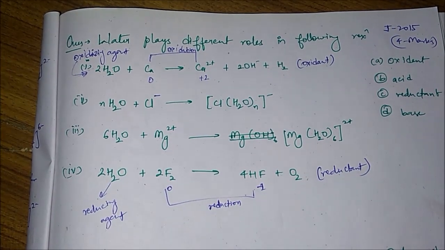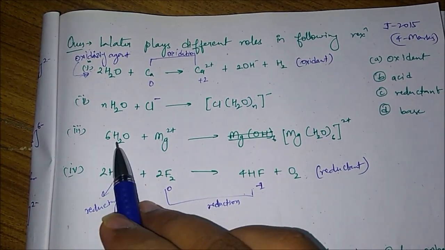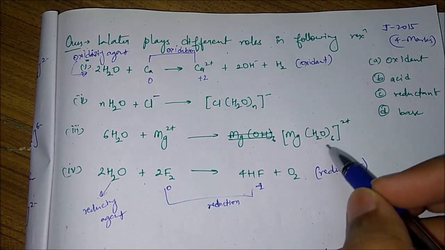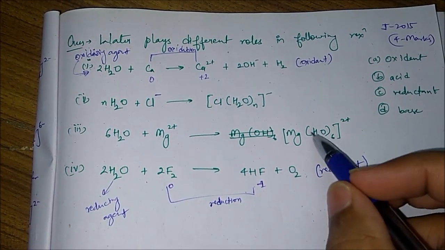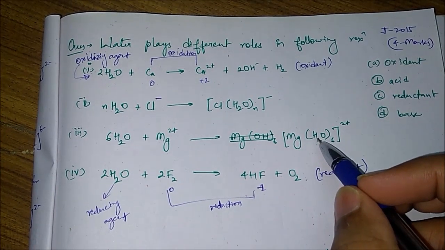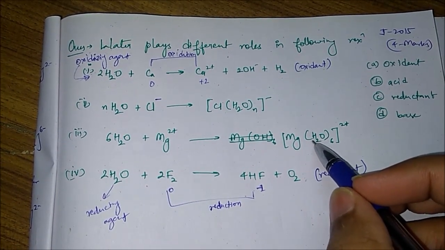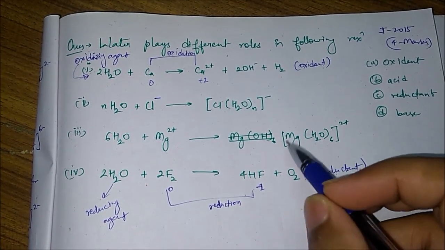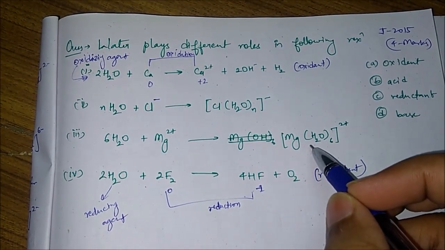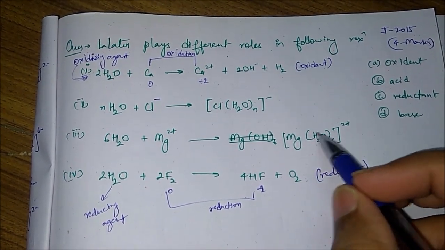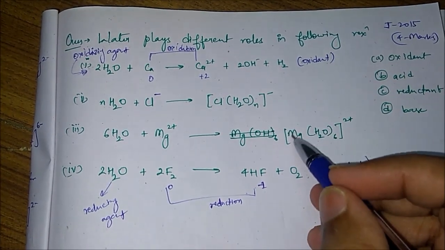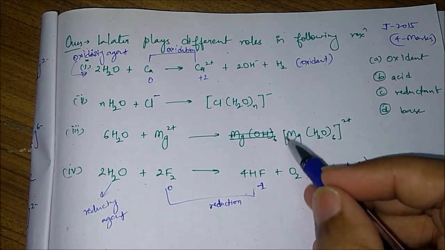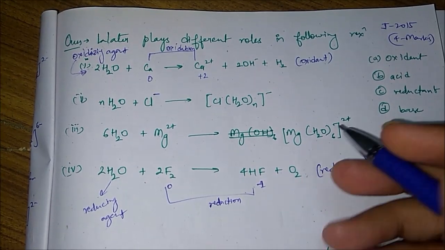Now if you see the third option, you will see that water is forming a complex with magnesium. If it is behaving as a ligand over here, what does a ligand do? It donates electrons. So H2O is just donating its electron to magnesium. When it is donating the electron, it is behaving like an electron donor, that is a base.